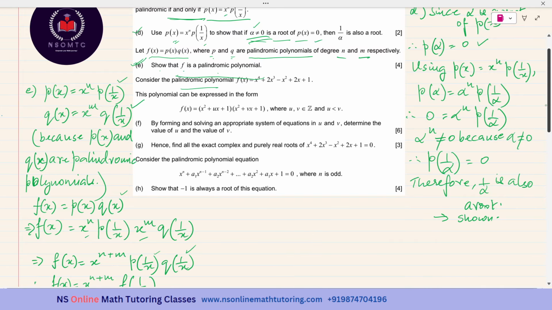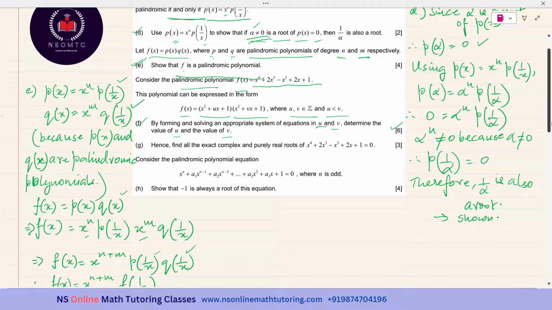Consider the palindromic polynomial f of x equal to x to the power of 4 plus 2x cubed minus x squared plus 2x plus 1. This polynomial can be expressed in the form f of x equal to x squared plus ux plus 1 times x squared plus vx plus 1, where u and v are integers and u is less than v. By forming and solving an appropriate system of equations in u and v, determine the value of u and the value of v. This carries 6 marks.